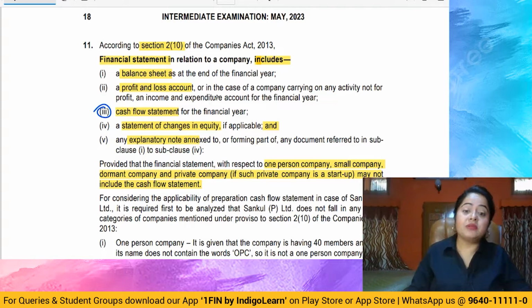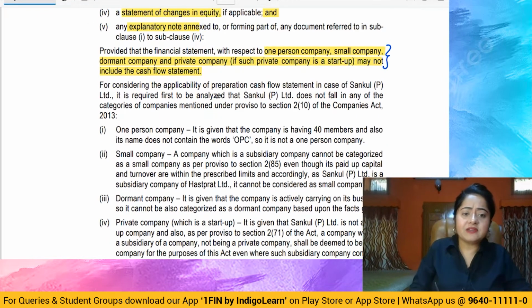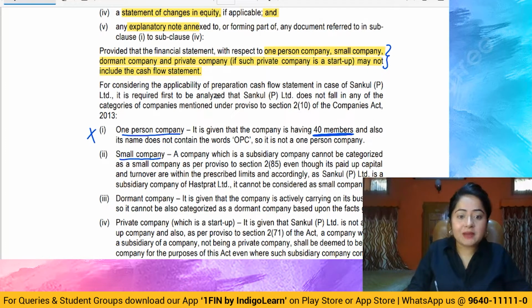Now this Sangpul Private Limited, is it falling in any of these 4 criteria? We will have to check. So is it a 1-person company? See, in the question it is given that this company has 40 members. So a company with 40 members can't be a 1-person company. Okay. Is it a small company?